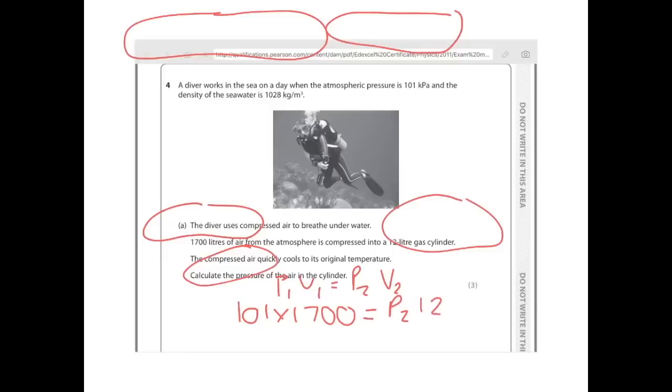The way to work this out is to work out the left-hand side first of all. So 101 times 1,700, and then divide both sides by 12. When you round that to 3 significant figures, you get P2 equals 14,300. The units will be kilopascals.